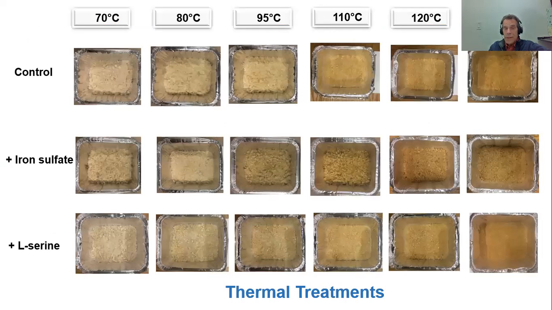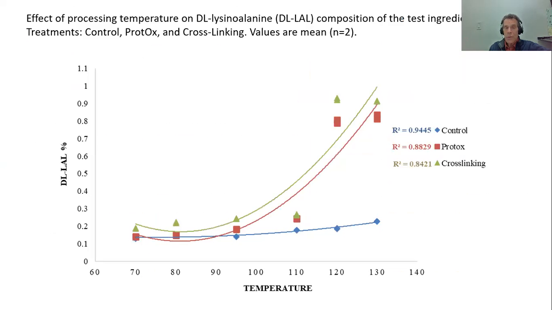This is the end result. She had moisture, she had her agent, she autoclaved the stuff, and you can see the significant transformation, the change in color of the product with increasing temperature.